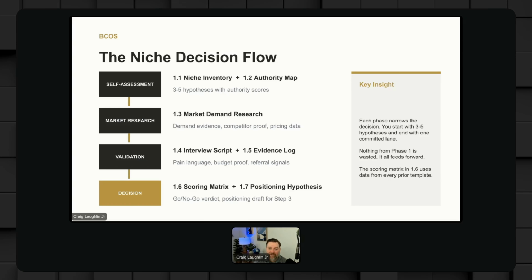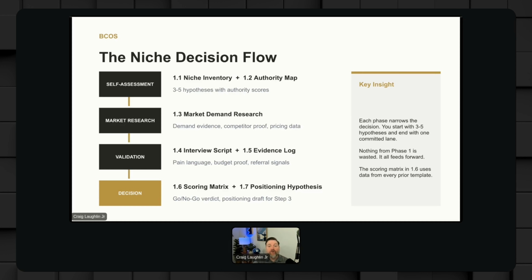Phase 1 is self-assessment, templates 1.1 and 1.2. You inventory everything you bring to the table, and then you score your authority transfer potential, right? You come out of this phase with 3 to 5 hypotheses ranked by authority strength, not one niche, 3 to 5 possibilities.